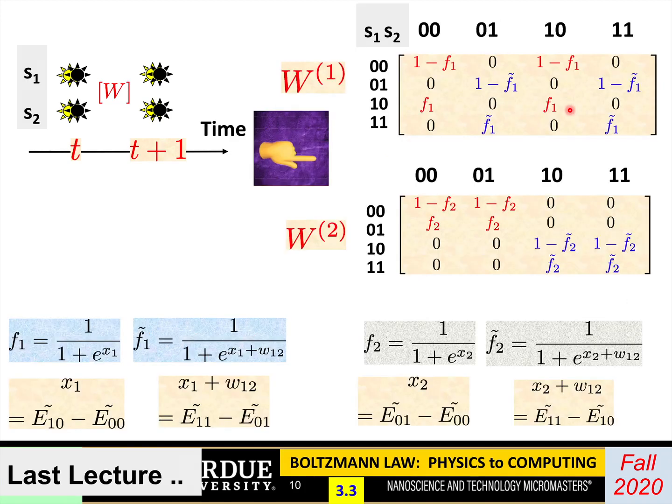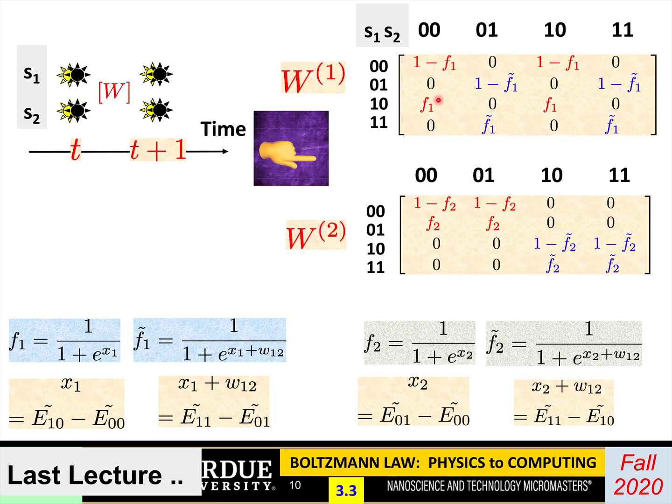Okay. Now, if we want to write down the W matrix, that's what we did in the last lecture. We spent some time writing W1 and W2. W1 is the W matrix for updating neuron 1, keeping neuron 2 fixed. And W2 is the transition matrix for updating neuron 2, keeping neuron 1 fixed.